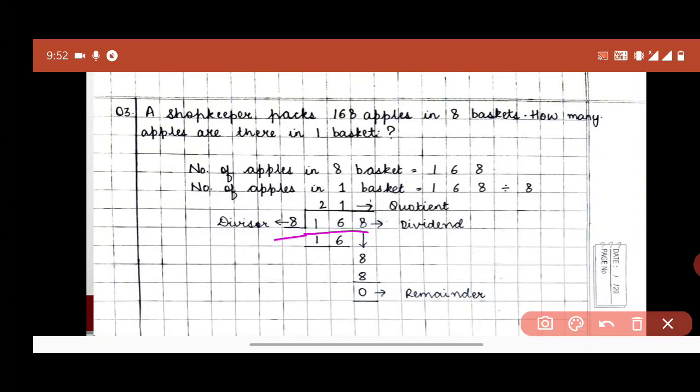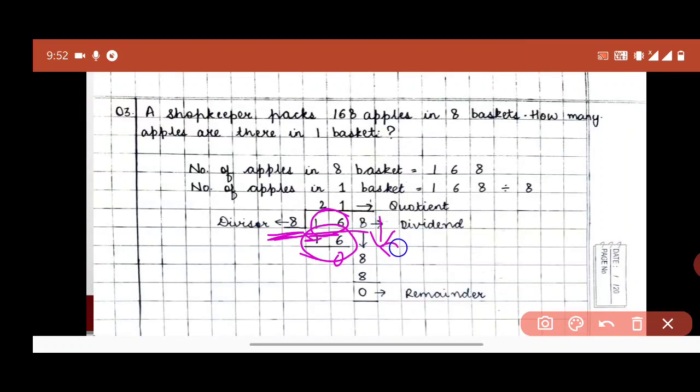So first of all, if you see, 1 is smaller than 8. So let's take the next digit as well. Now see whether 16 comes in the table of 8. Yes, 8 twos are 16, right? Very good. After that, we will bring the next number down.